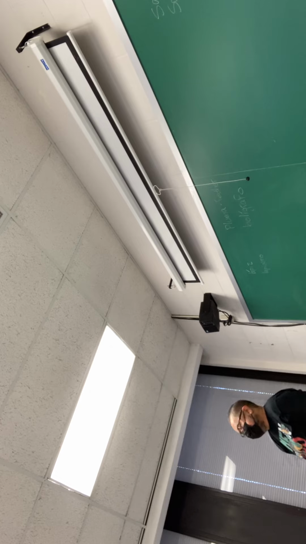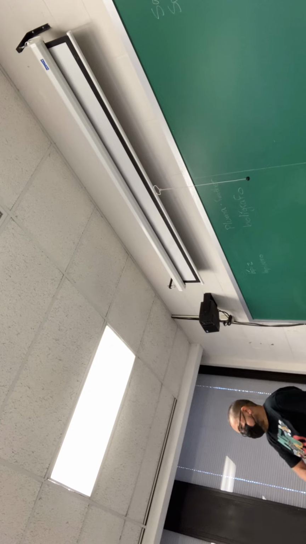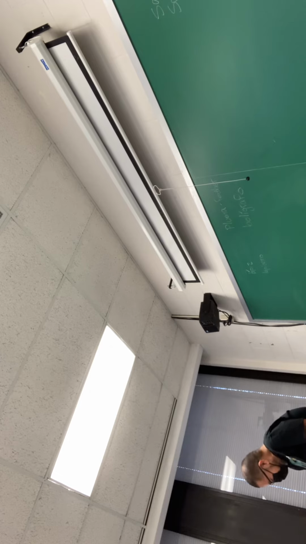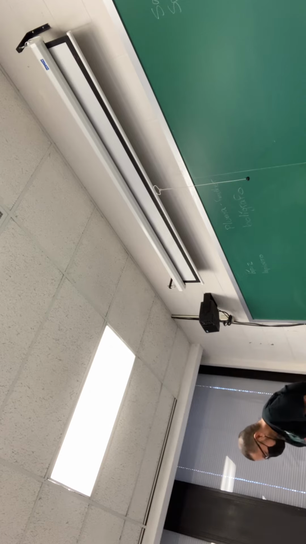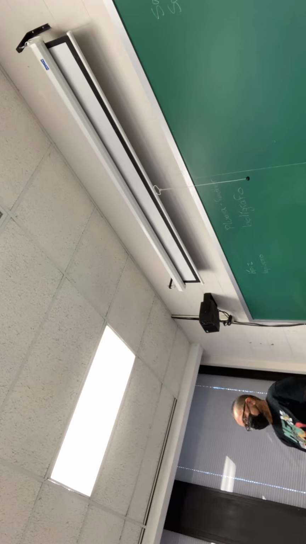Anaranjado for orange. Now, in Spanish, we use a different word for the fruit as for the color. Although they're pretty similar, it's still different. You can't say an orange, okay? You can't, but it's a different word. Azul, blue, azul, morado, purple. Purple, okay, sorry, it took me a second. Morado, and finally marrón, brown, okay?